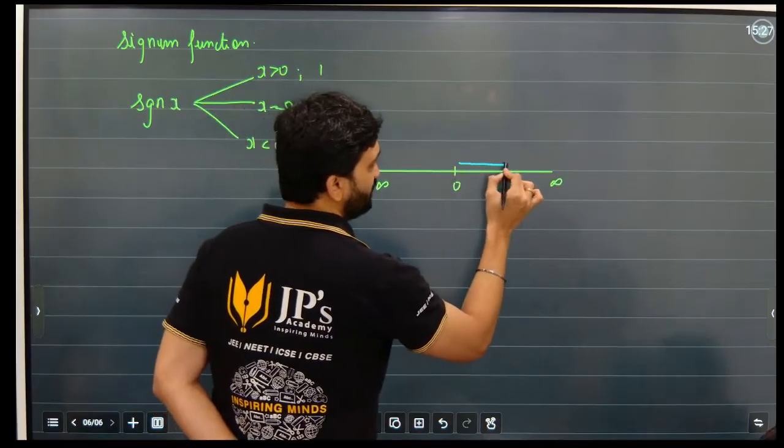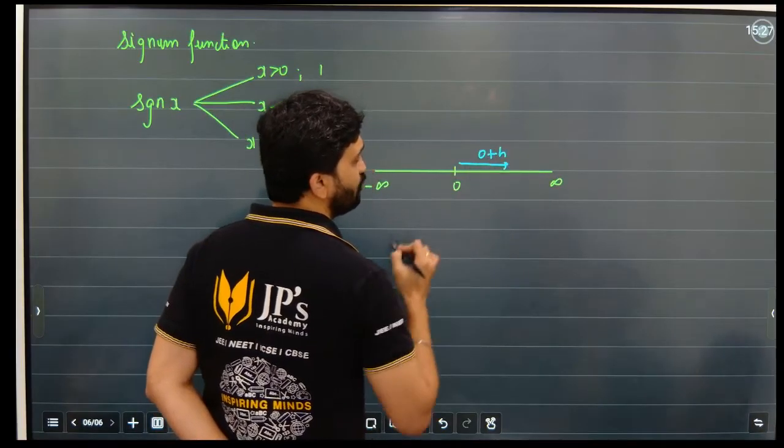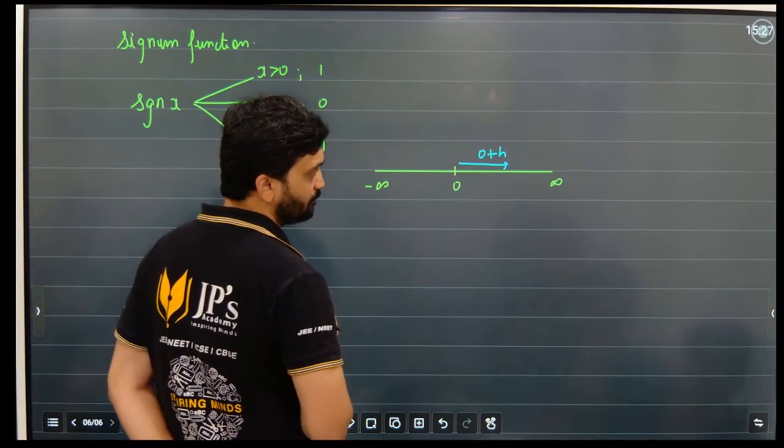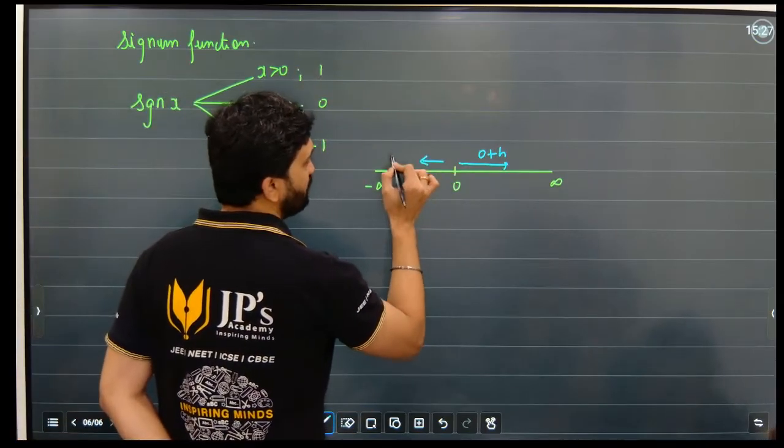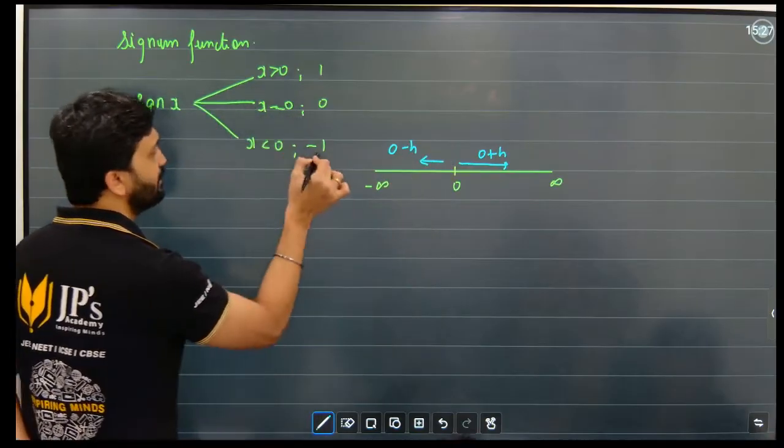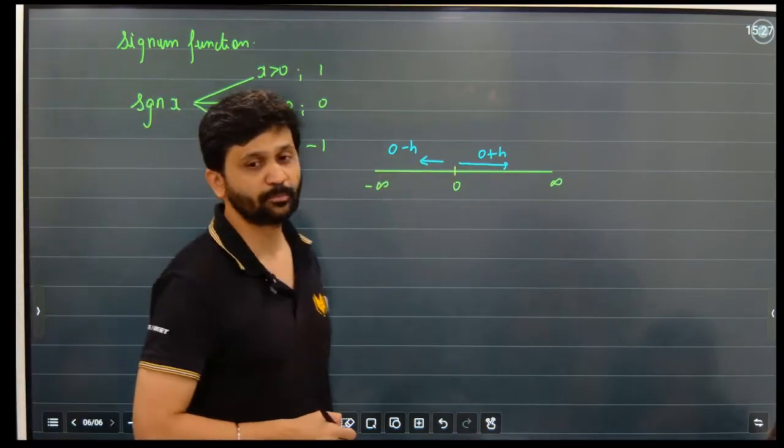I'll take a value that is 0 plus h. Now tell me, 0 plus h is positive or negative? So what will its answer be? 1. 0 minus h is positive or negative? What will the answer for negative be? -1. And if I am standing at 0, what will my answer be?